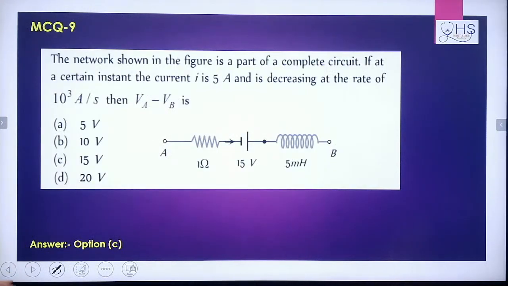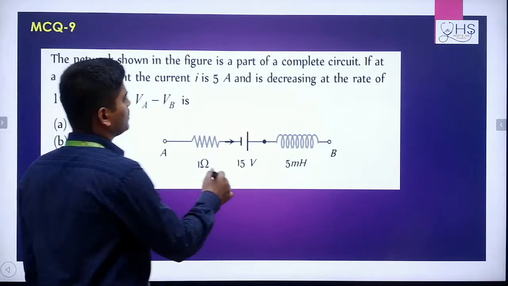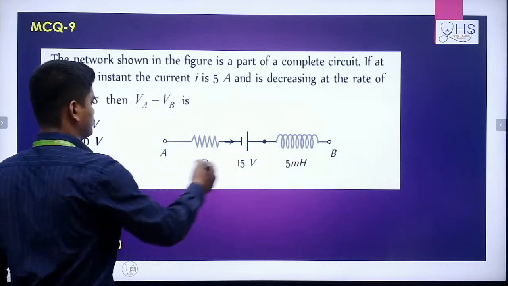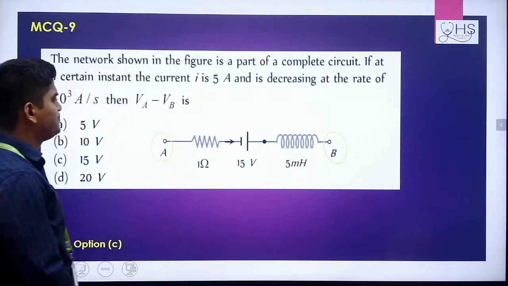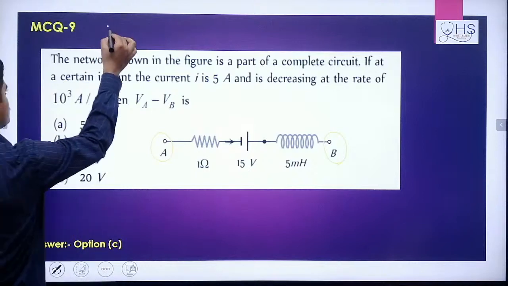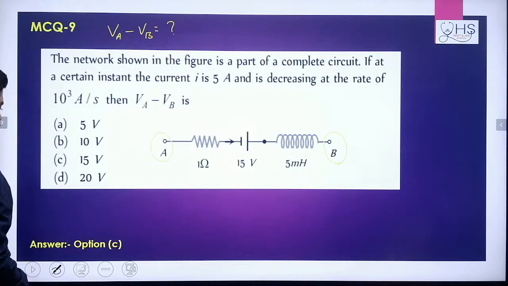Now check here. So here they are telling the network is given. In this network, a part of a complete circuit is given. So here it is A, here it is B. And they're asking what is VA minus VB. So what is the question asking? What is VA minus VB? So this is the question.